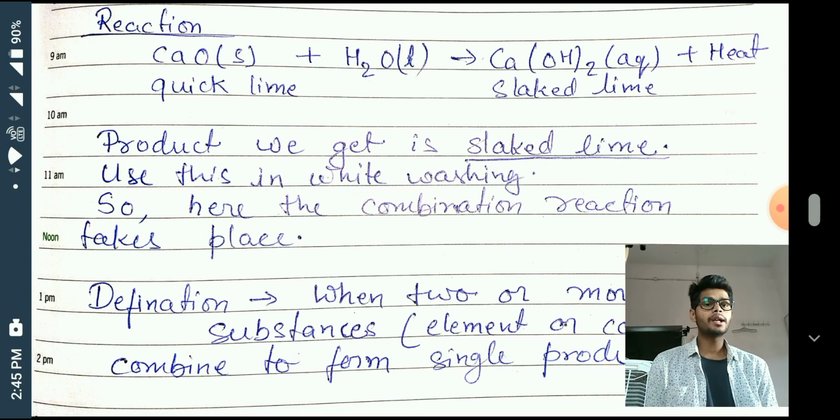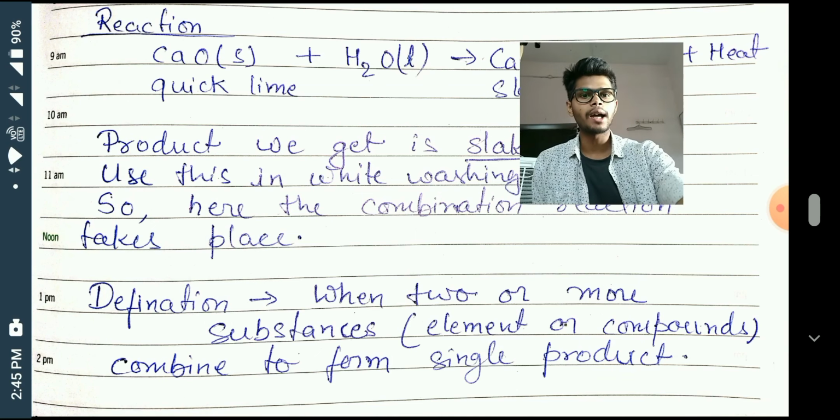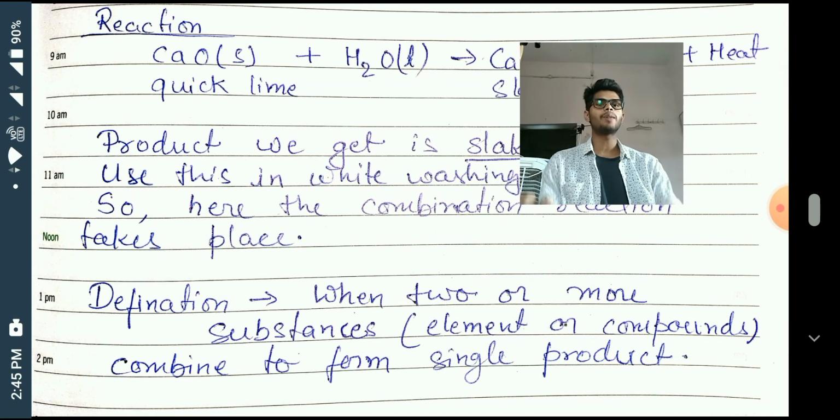So here we can define the chemical combination reaction. What we have seen is that two reactants, quicklime, that is calcium oxide, reacts with water to give the slaked lime. So here the two reactants just react together and give the next result. So let's define the combination reaction. And what is the combination reaction?